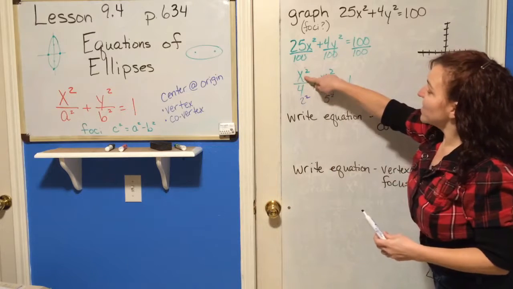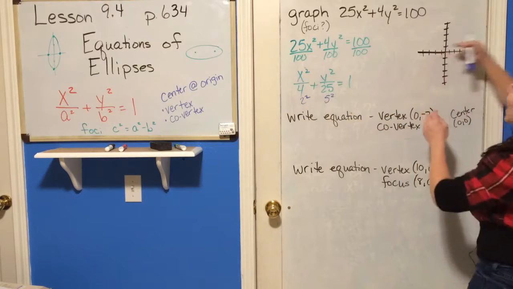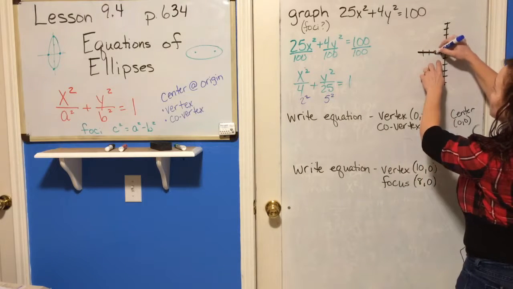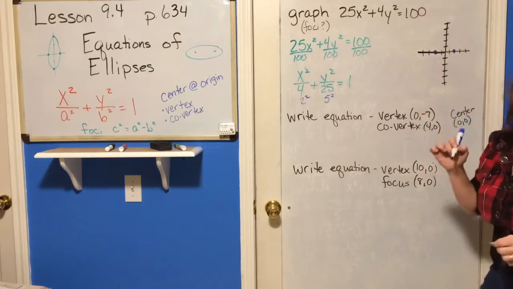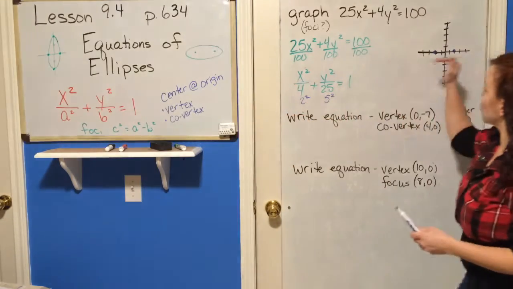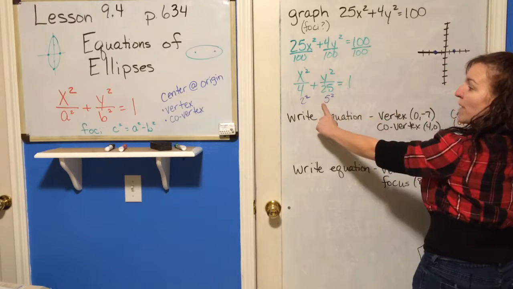So the x value crosses at 2. So along the x-axis, you're going to go 2 to the right and 2 to the left. And there are our 2 vertices. So there are co-vertices. The co-vertices, remember, are the shorter ones.